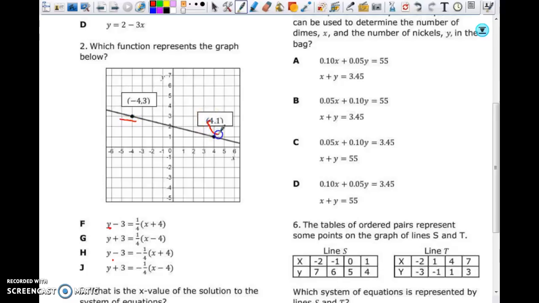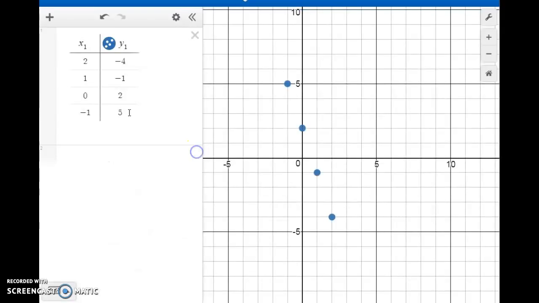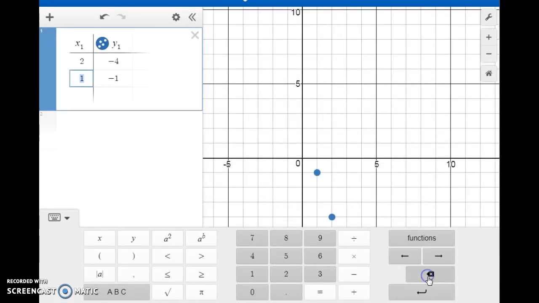Or if you notice here, they actually gave you points. So we can put those points in again, right? Put in a table, so we have negative 4, 3, and here we have 4, 1, right? So you can also put your points in the table. So this is my other problem. So pause the video, go ahead and put your points in.